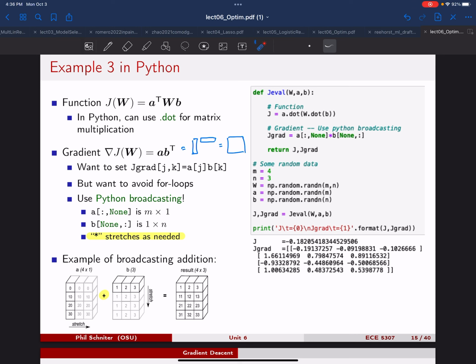Okay, yeah. Just wanted to clarify, would broadcasting be faster than a normal matrix multiplication? So broadcasting is allowing us to do this correctly.